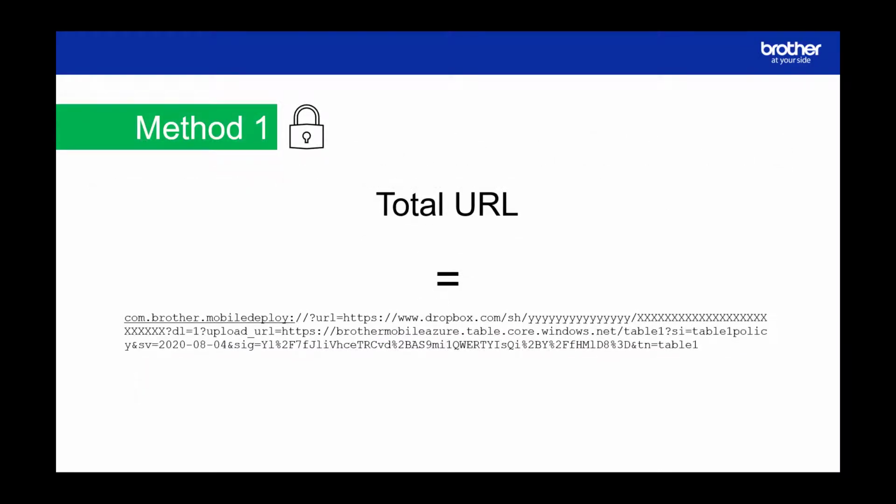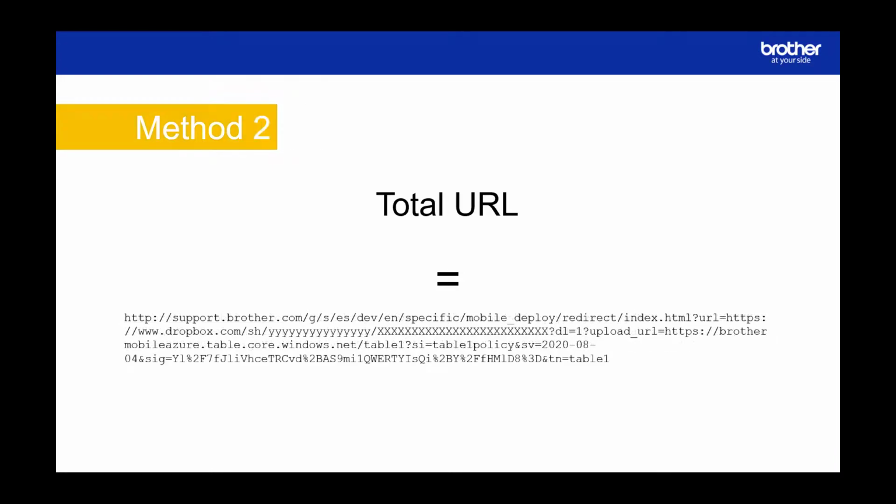This is what the total URL looks like using the method 1 way of working. This is what you would include in the email. This is what the total URL looks like using the method 2 way of working. Use this method if method 1 does not work. For a reminder about the differences between method 1 and method 2, watch the video shown in the description.